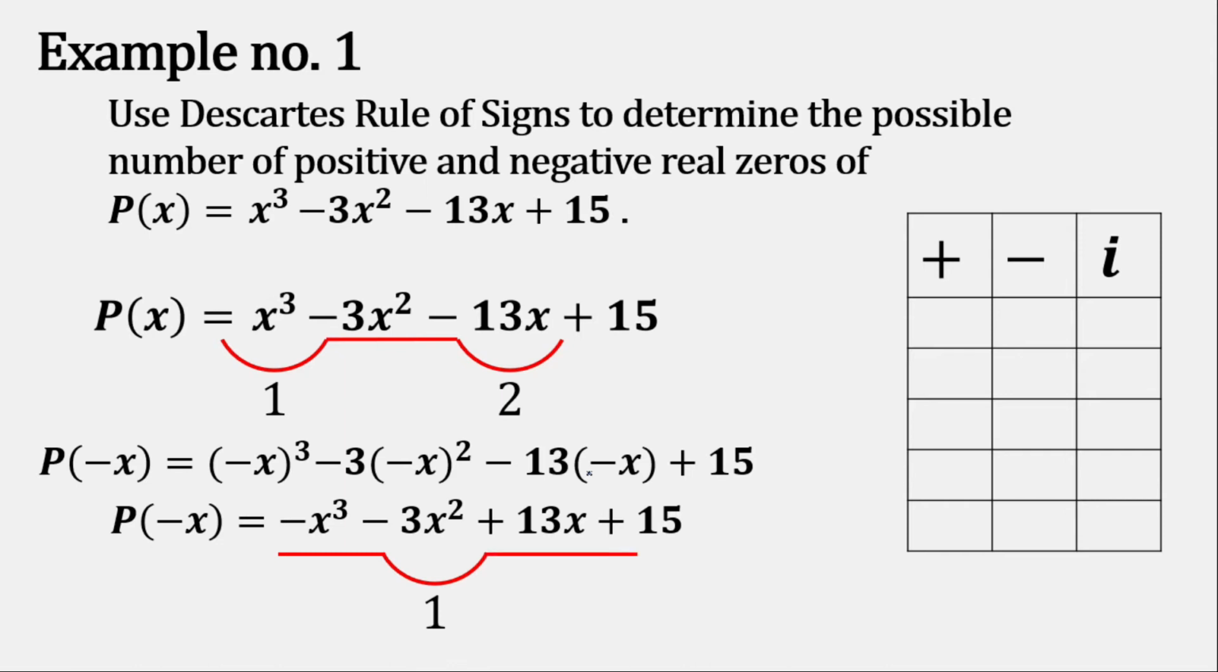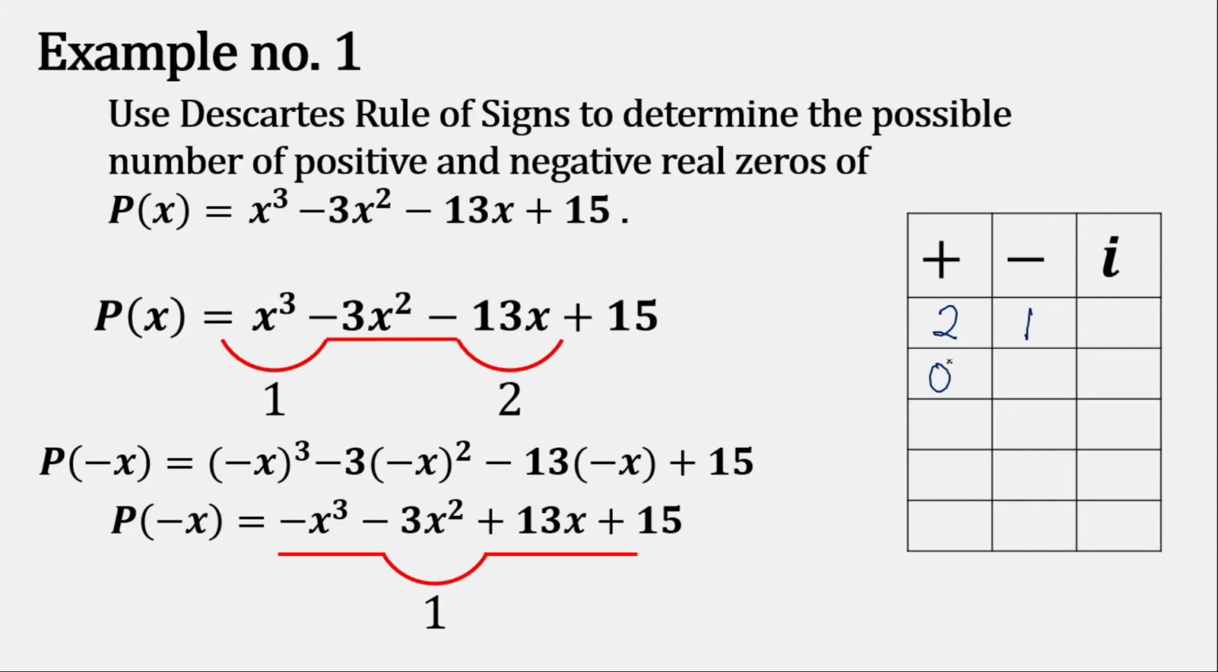So if the number of positive zeros is 2 or 0, then the number of negative zeros is 1. And since 1 cannot be reduced by an even number, the value is 1 only. So there is a possibility that there are two positive numbers or zero positive numbers, and there is one negative number for sure.